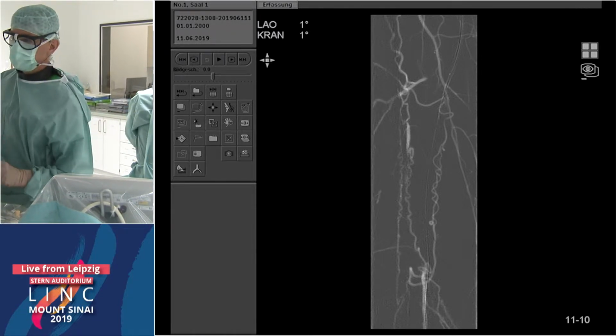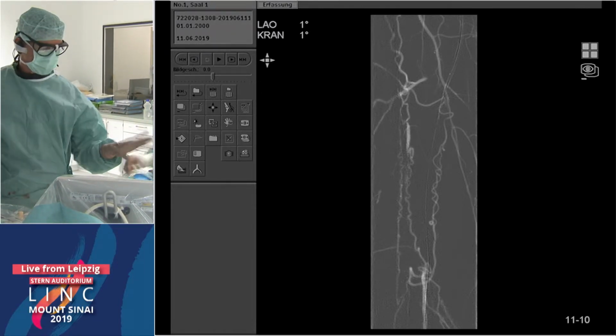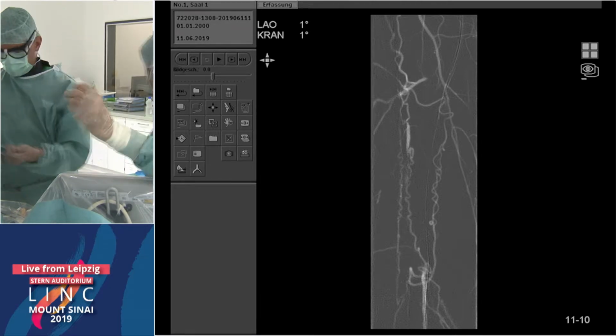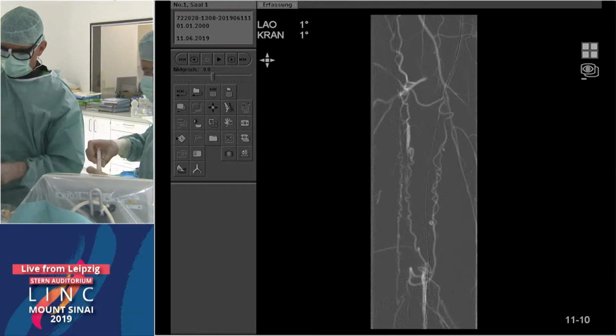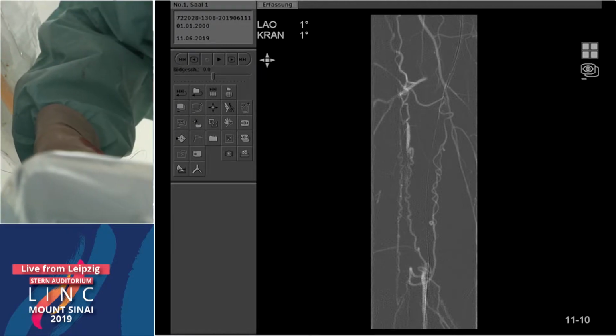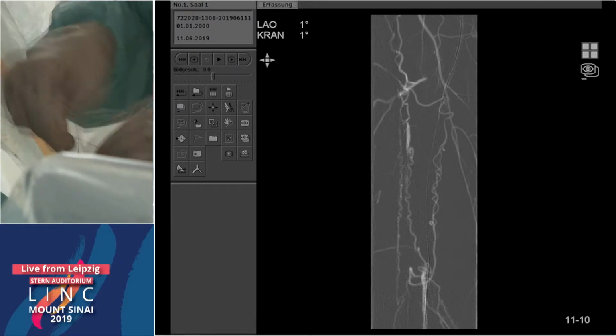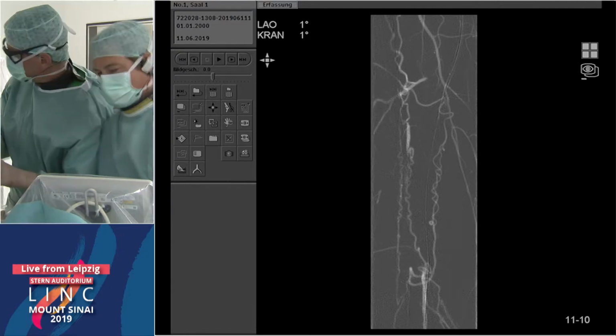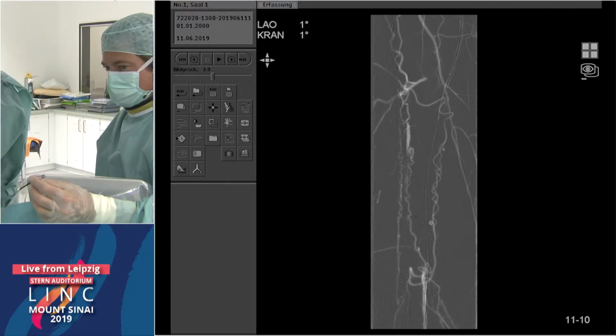But once you've gone subintimal, you'd be less inclined to do an atherectomy. Not necessarily. If you're using directional atherectomy, especially if you combine it with IVUS, you can get a sense for where to direct those cuts. I'd be a little less excited about doing orbital or rotational atherectomy with subintimal dissections.